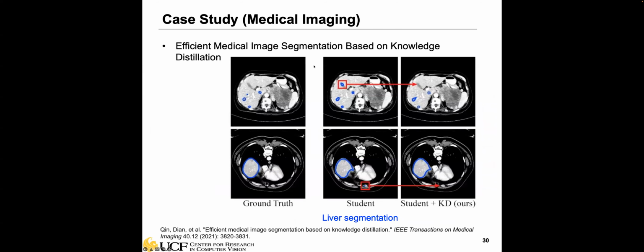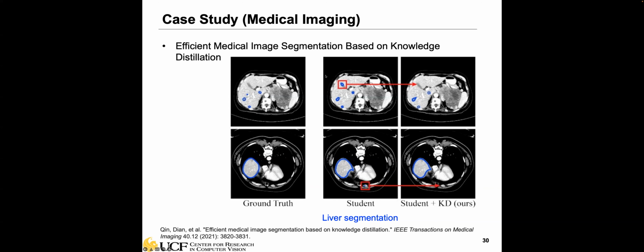So let's look at one case on knowledge distillation for medical imaging. Of course, there are a lot of cases in medical imaging where people use efficient architectures to perform various tasks. You can use MobileNet-type architectures for UNet to do segmentation. You can also use other architectures for medical image classification tasks. We'll not talk about those examples because they are very obvious. You just adopt the efficient architecture for medical imaging.